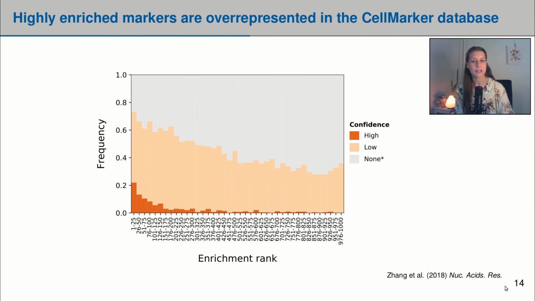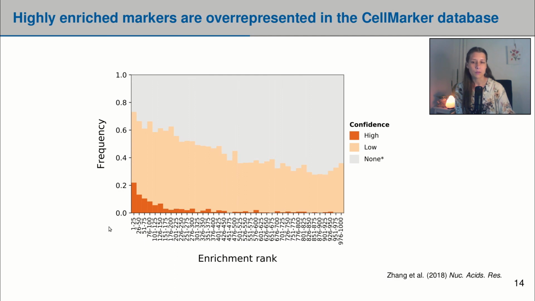We subsetted this database to only contain markers for human hematopoietic cells, and the marker genes were divided into high and low confidence markers, where high confidence markers are supported by 3 or more sources, and low confidence markers by 1 or 2 sources. Then we assign each gene its highest rank in any of the reference cells and divide the genes into 25 rank-spaced bins, as plotted on the x-axis of this plot.